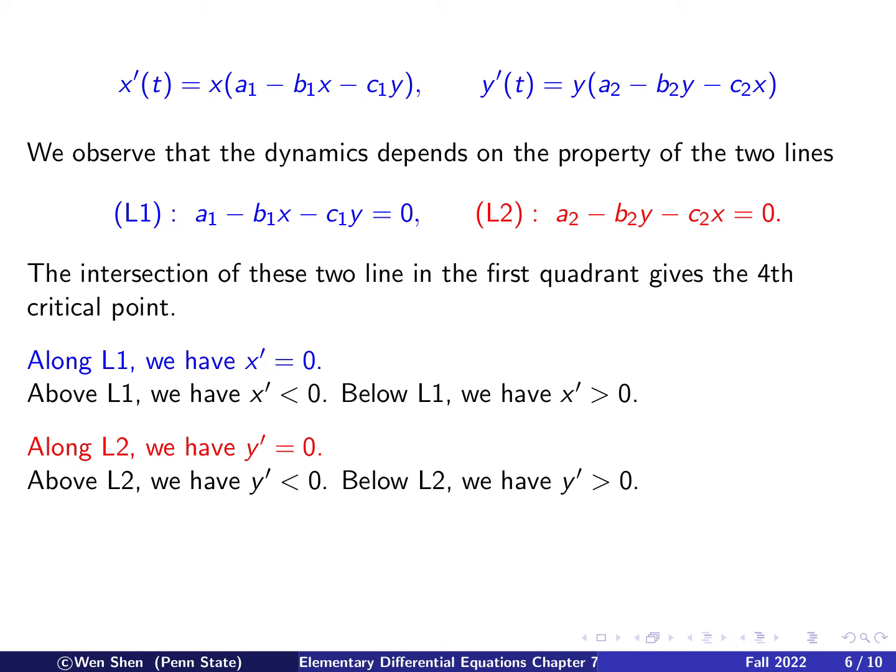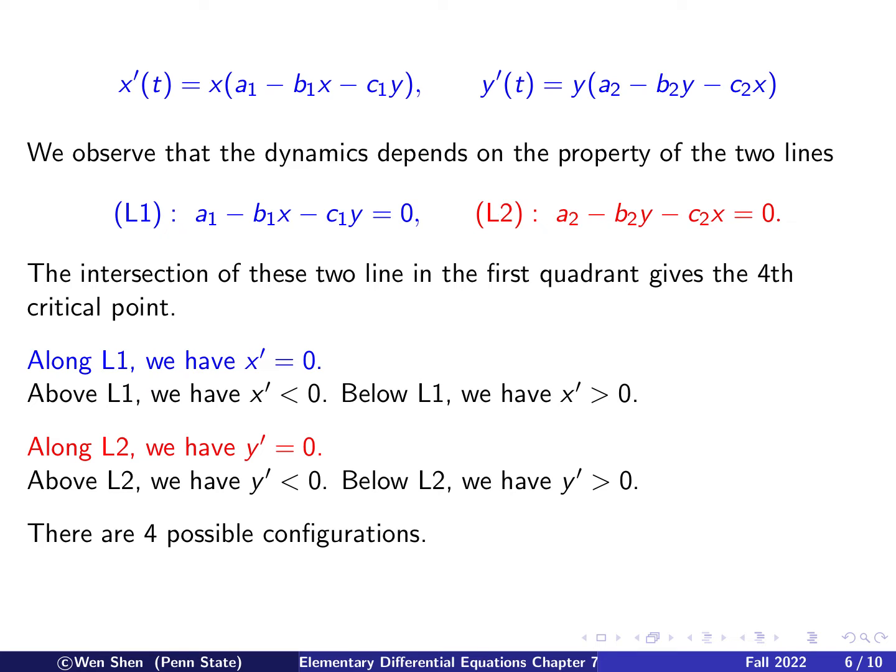Okay, and similar analysis can be applied to the line L2. Along the line L2, we know y prime is 0. And above L2, x becomes bigger, then we know y prime becomes less than 0. And then below L2, x is smaller, then this term becomes positive, so y prime is bigger than 0.